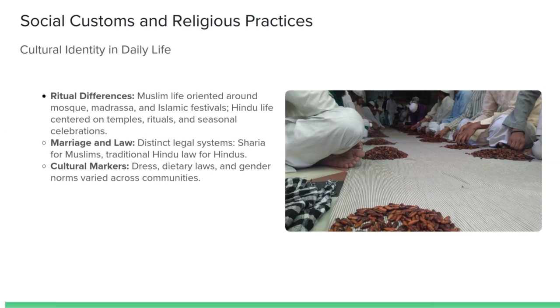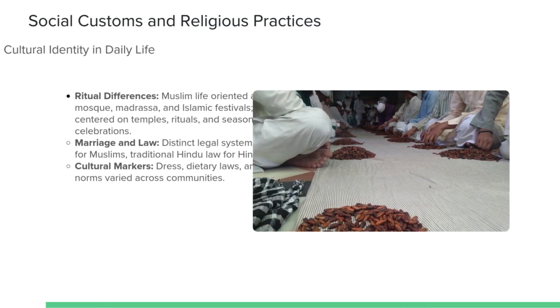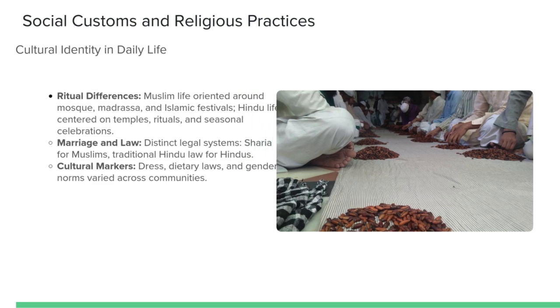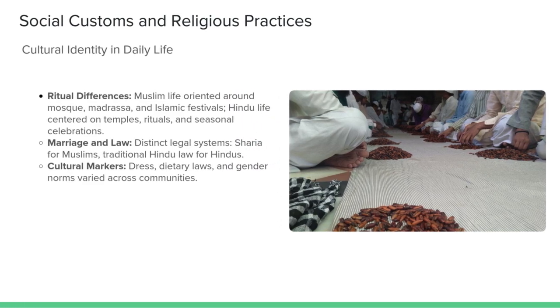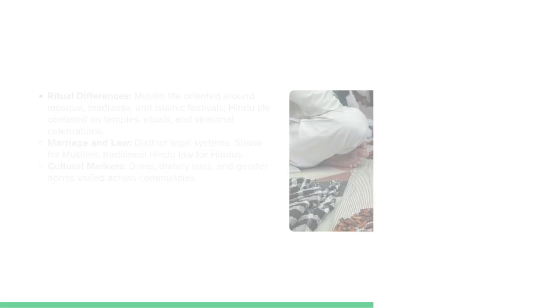Social customs and religious practices. Daily life, marriage, diet, and festivals followed distinct religious traditions among Muslims and Hindus. Separate legal and ritual systems governed communities. This social segregation underscored cultural boundaries.